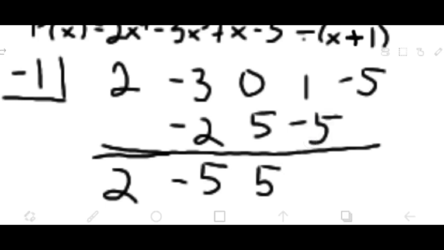Then 1 plus negative 5 is equal to negative 4. Then negative 4 times negative 1 is equal to 4. Then negative 5 plus negative 4 is equal to negative 1. Therefore, our remainder in this equation is negative 1.